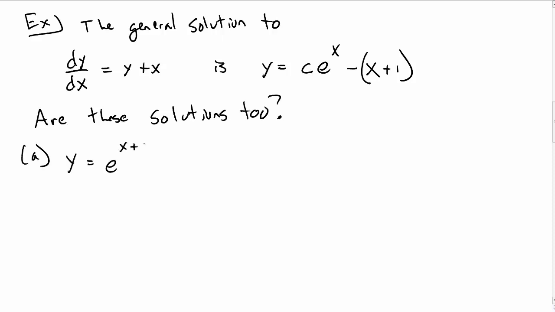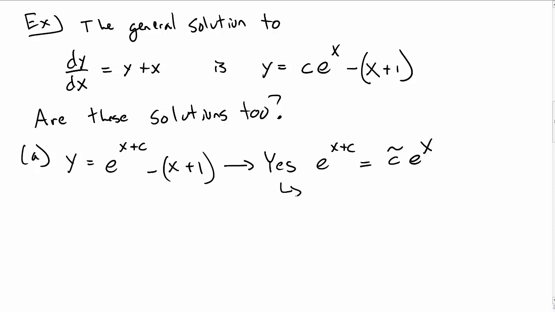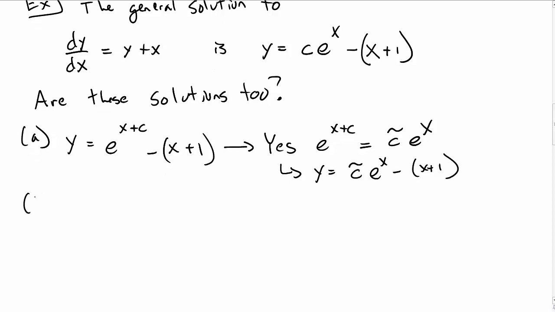So let's see, e^(x+c) - x - 1, is that a solution as well? Well, you can write that as our general solution above by writing e^(x+c), as we did above, as c twiddle e^x. And so the solution looks like c twiddle e^x - x - 1. And that looks like what we have. So yes, that's a solution.